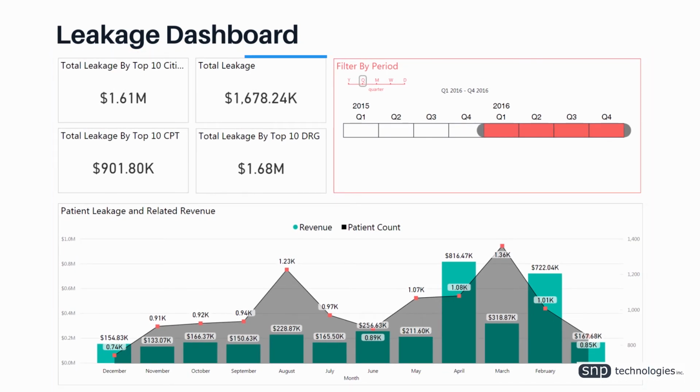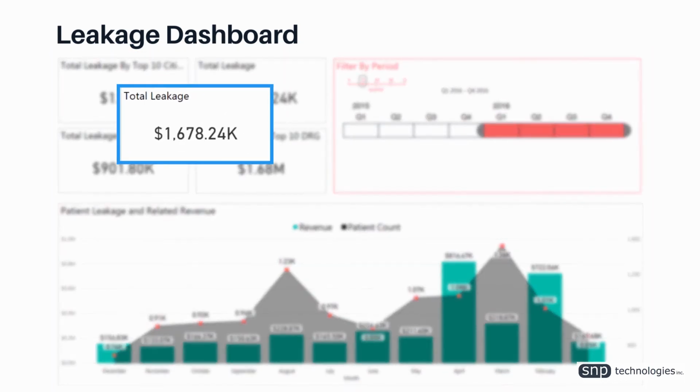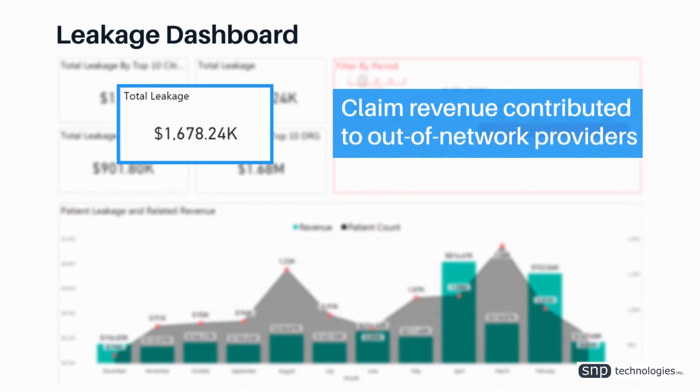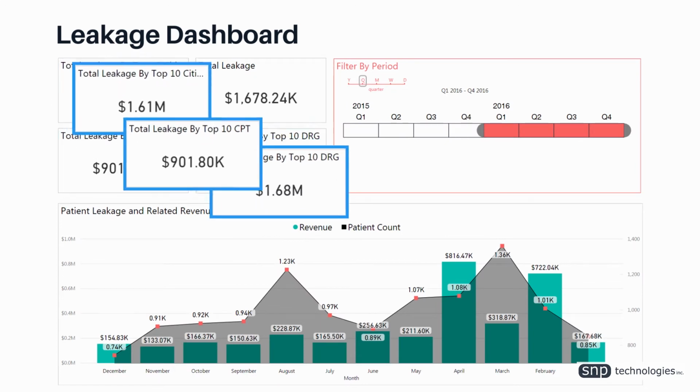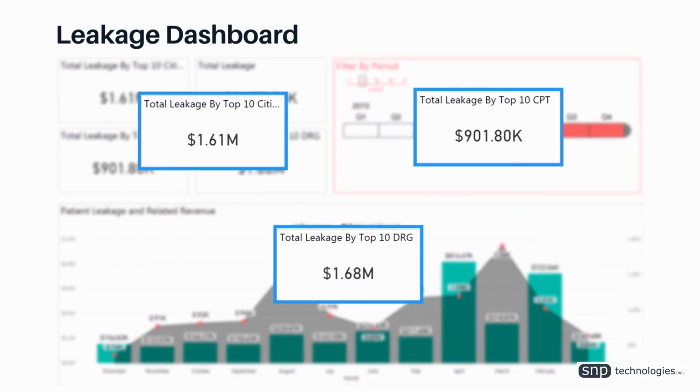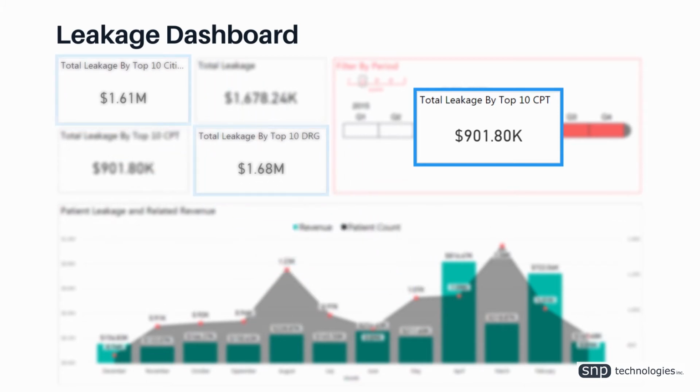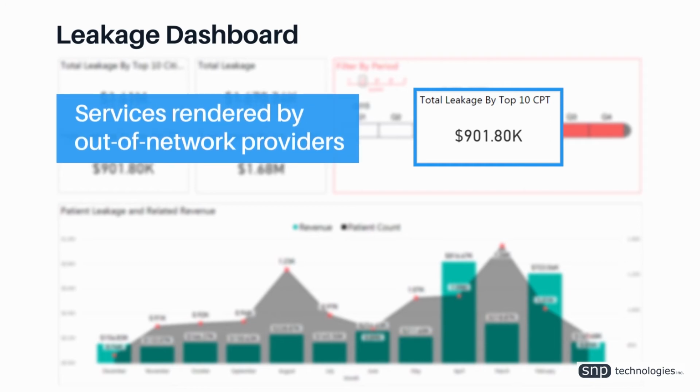He sees a total leakage of $1.68 million. That is claim revenue contributed to out-of-network providers. Additional top 10 KPIs show how patient location, patient diagnosis group, and services rendered impact leakage in terms of revenue. Here, for instance, Stephen sees that 10 CPT codes for services rendered by out-of-network providers have combined revenue of just over $900,000.